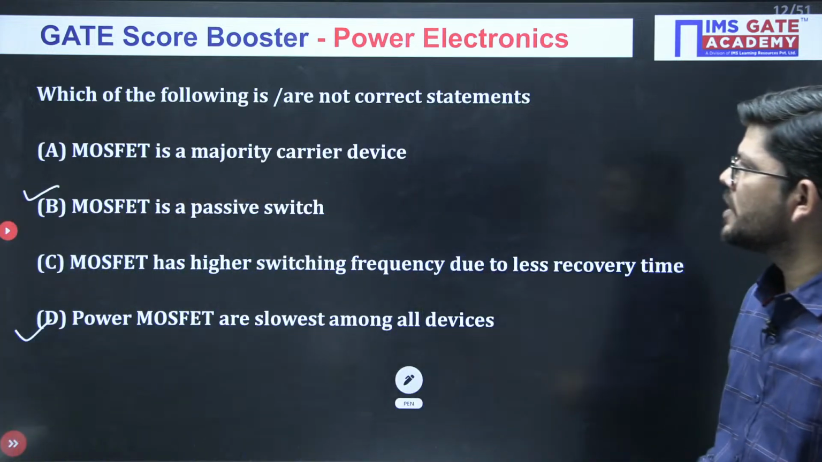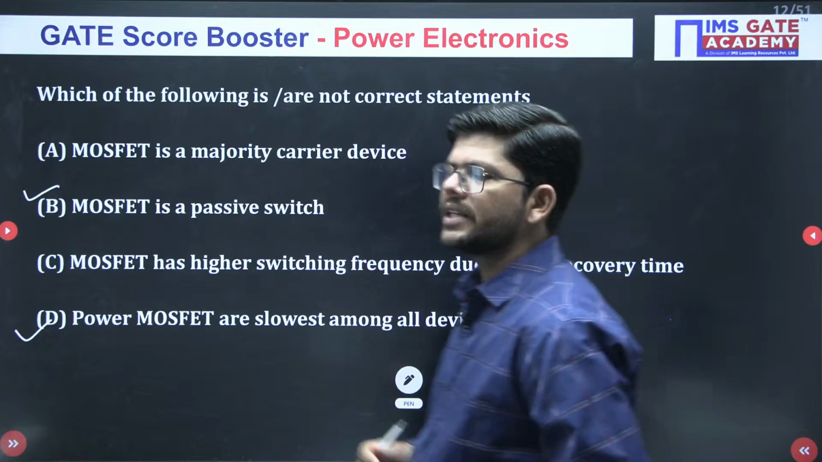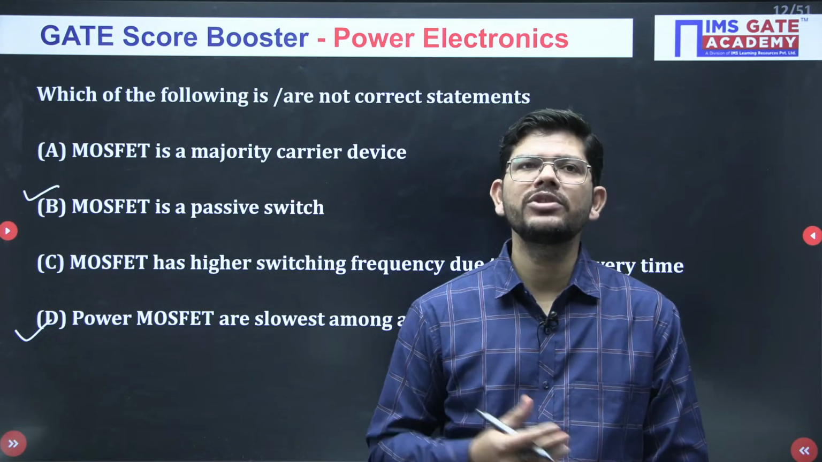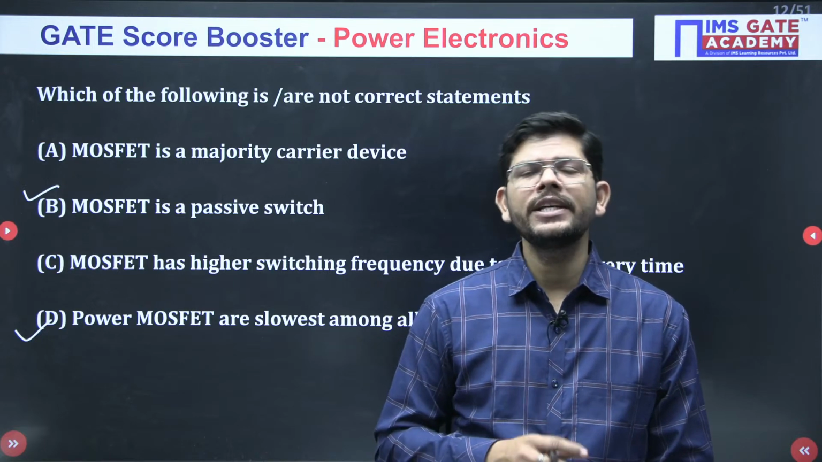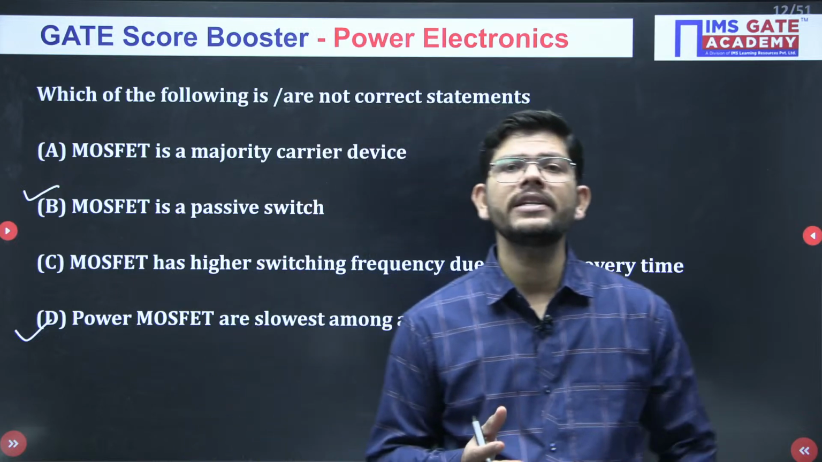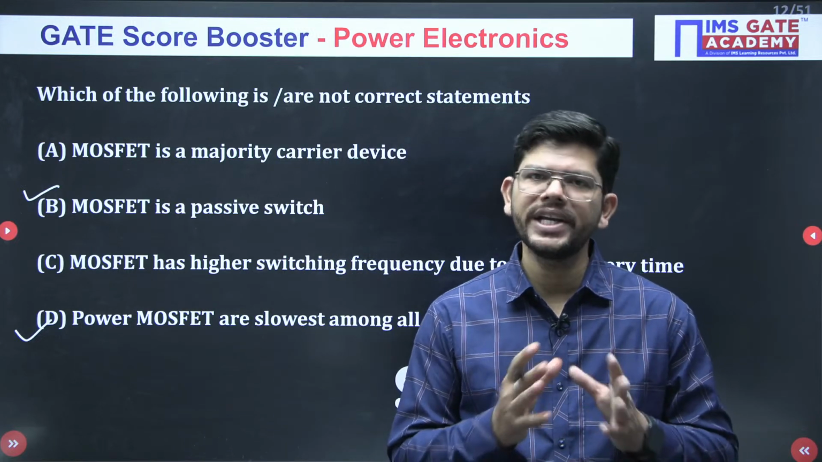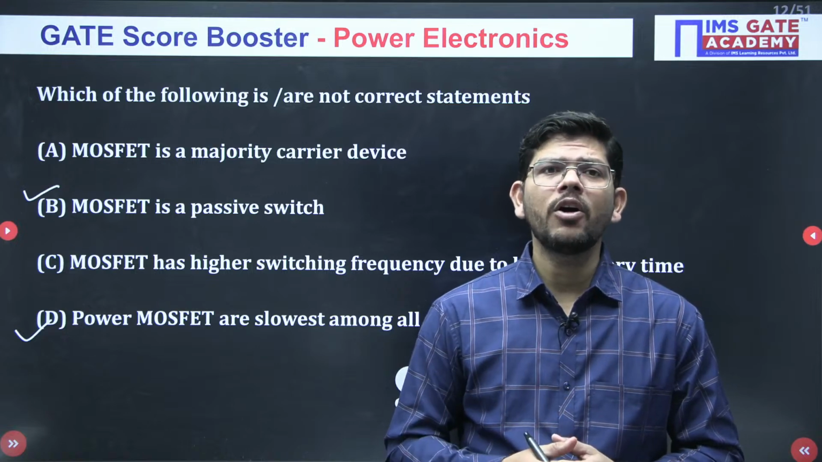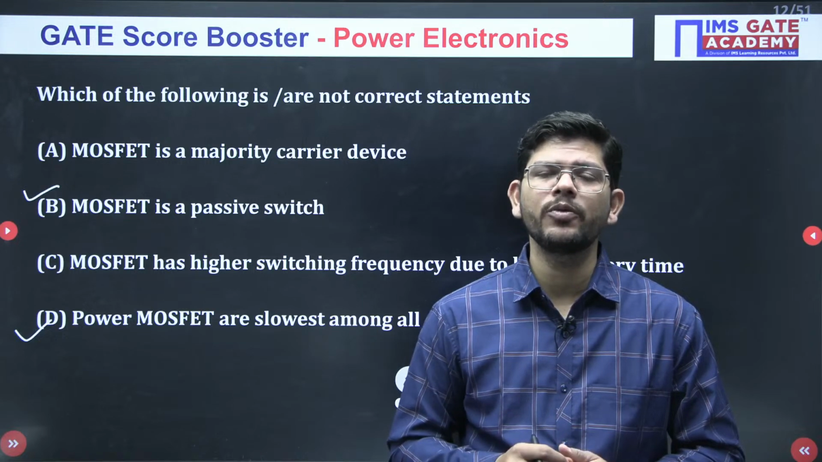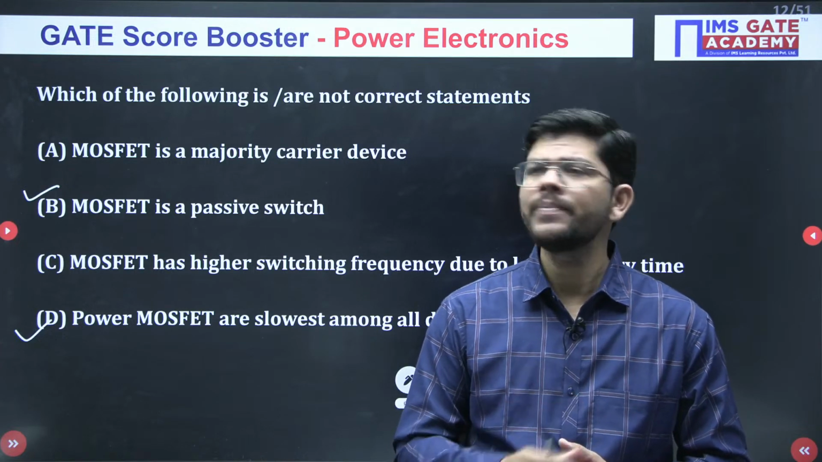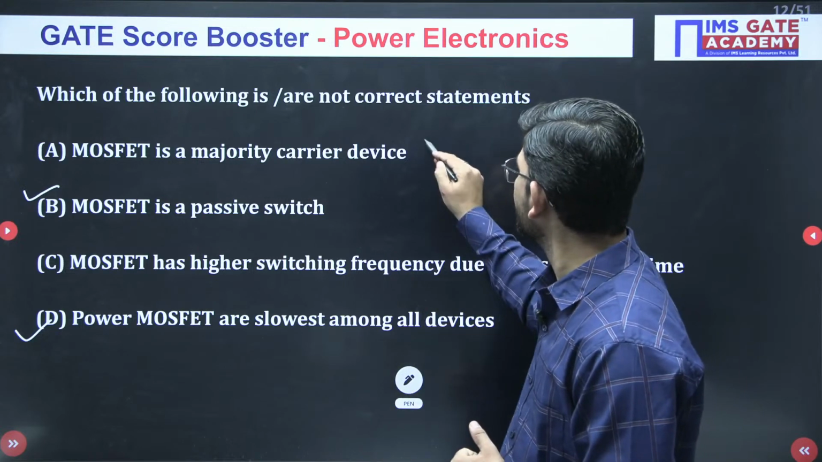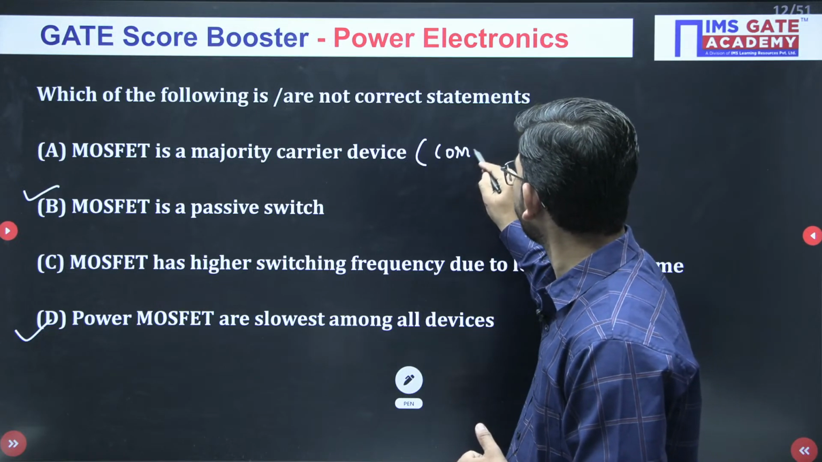Now, what is given in option 1? MOSFET is a majority carrier device. Yes, that's absolutely correct. Majority carrier device versus minority carrier device. Minority carrier devices are those devices in which both types of charge carrier participate, electron as well as hole. But if only one type of charge carrier, either electron or hole, participates, the device is said to be a majority carrier device. So MOSFET is a majority carrier device. This is a correct statement. Let me mark it correct.